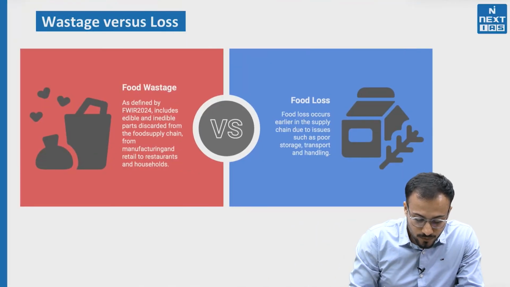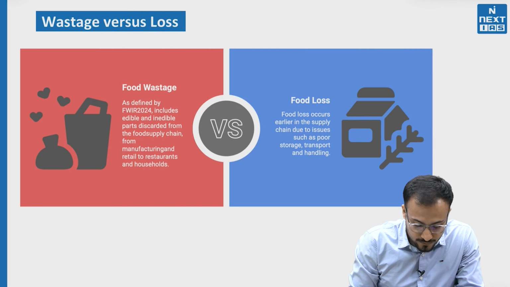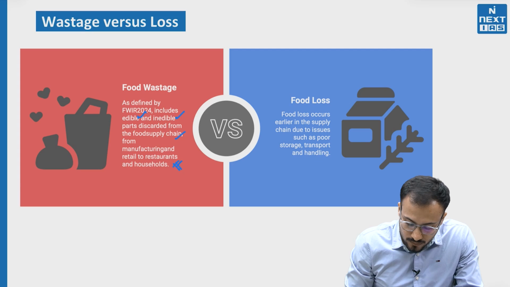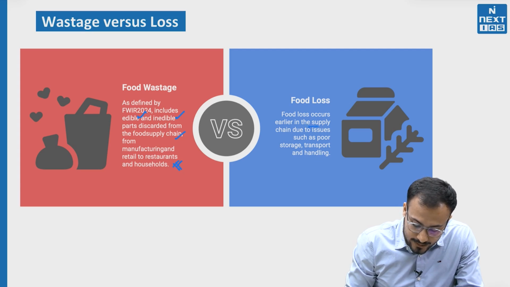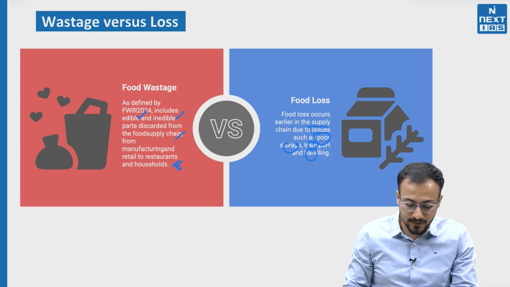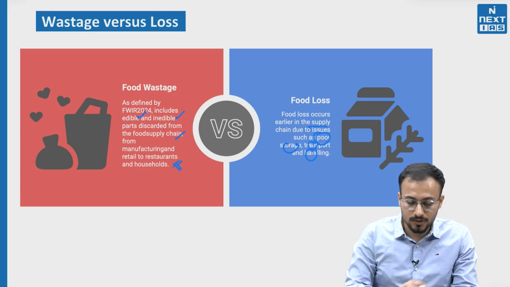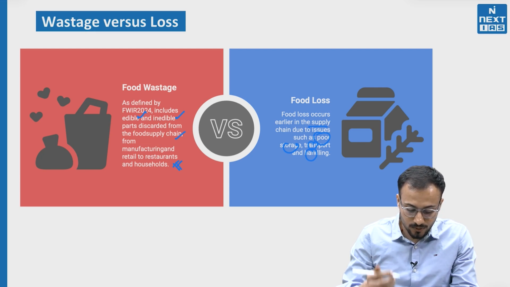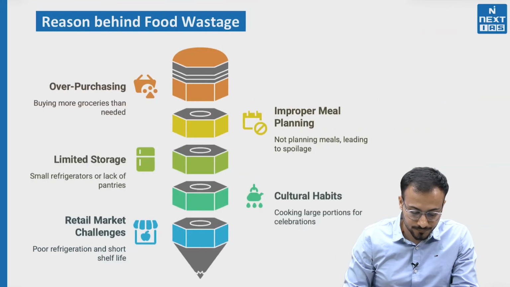Wastage versus loss. Food wastage, as defined by the Food Waste Index report, includes edible and inedible parts discarded from the food supply chain, from manufacturing and retail to restaurants and households. Food loss occurs earlier in the supply chain due to issues such as poor storage, transportation and handling. This is what we discussed earlier: wastage is different from food loss. Loss is across the supply chain; food wastage is from manufacturing to retail, restaurants and households.